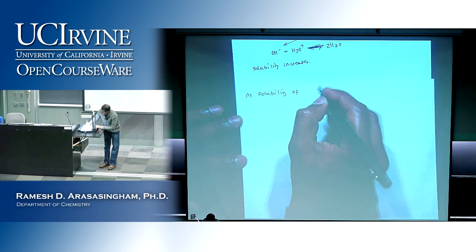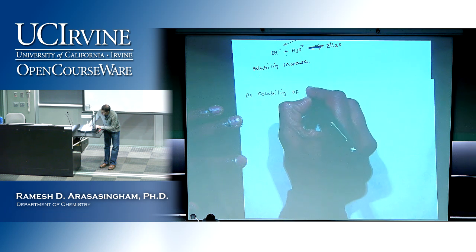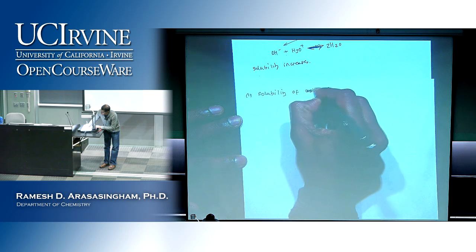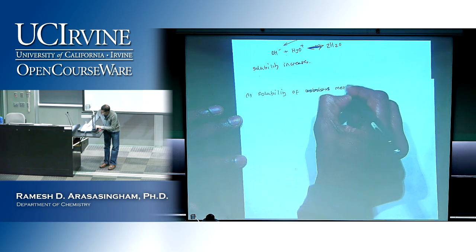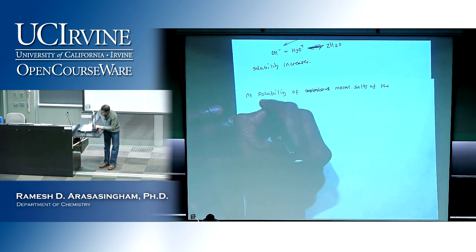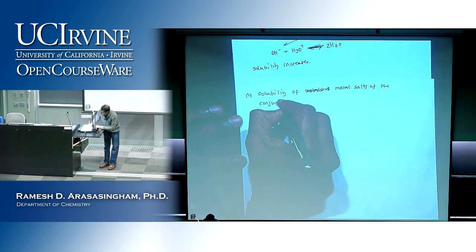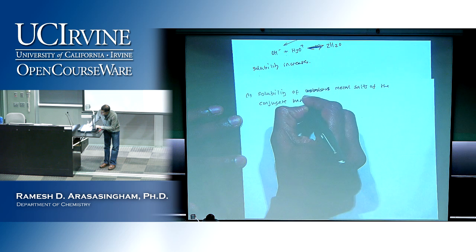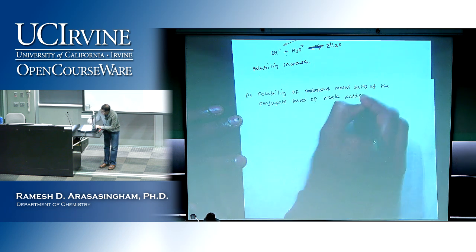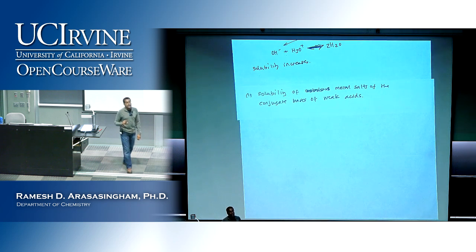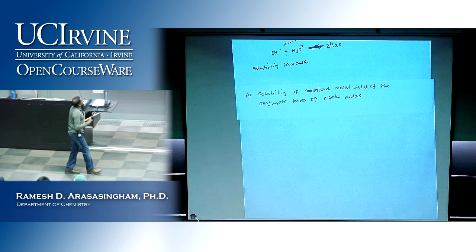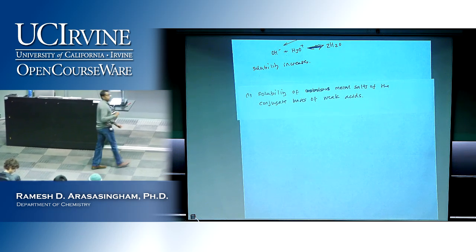of metal salts, solubility of metal salts of the conjugate bases of weak acids. All right, so now we're going to look at, we looked at hydroxide as one example. Now we're going to look at examples of conjugate bases of weak acids.